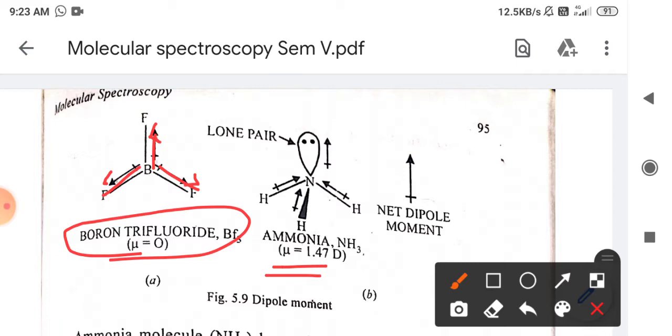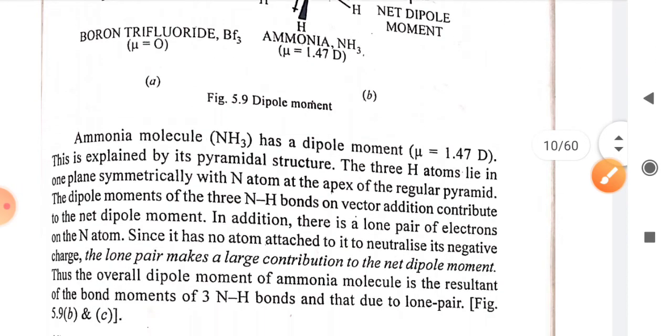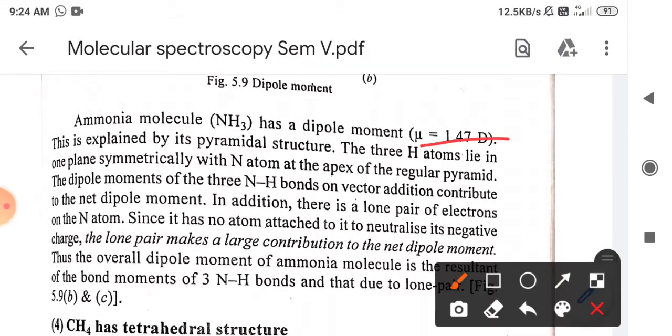Due to this nature, we can say that the dipole moments of the N-H bonds are directed toward the nitrogen, and the lone pair, being more electronegative, gives a net dipole moment in the upward direction. So overall the net dipole moment of 1.47 D is in the direction of the lone pair. These lone pairs decide the direction of the dipole moment.